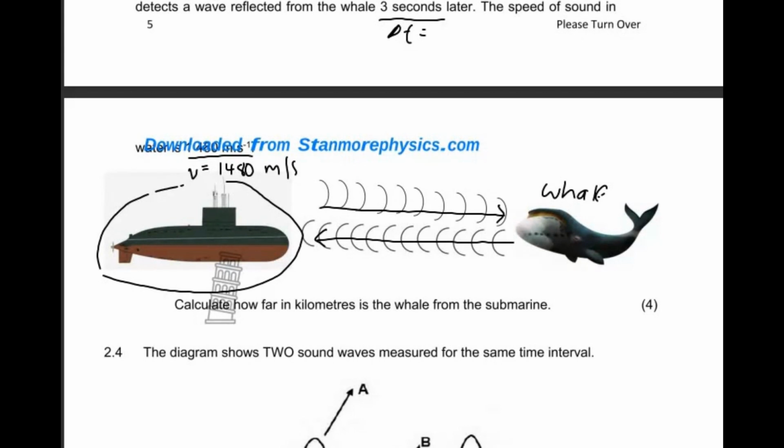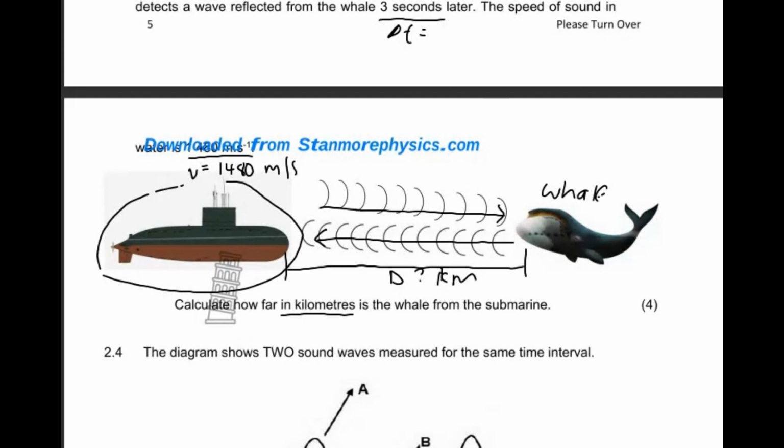the submarine. And now the question is, we need to calculate how far in kilometers the whale is from the submarine. So we need to find this distance, the distance from the submarine to the whale. Let's call that the distance d, and we need to find it in kilometers.